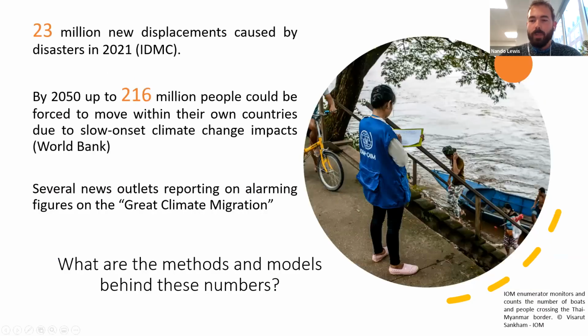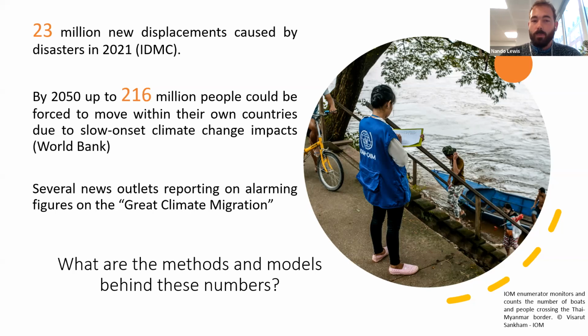So more and more we're listening to figures about the number of people who are or who will be displaced by climate change. For example, IDMC reported that more than 23 million new displacements linked to natural hazards were recorded in 2021. The World Bank estimates that without timely and substantial climate and development action, by 2050, up to 216 million people could be forced to move within their own countries due to slow onset climate change impacts. These are only a few of the numbers we increasingly hear talked about.